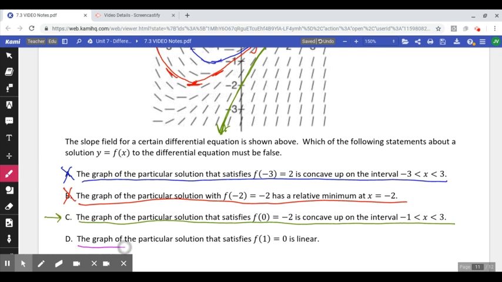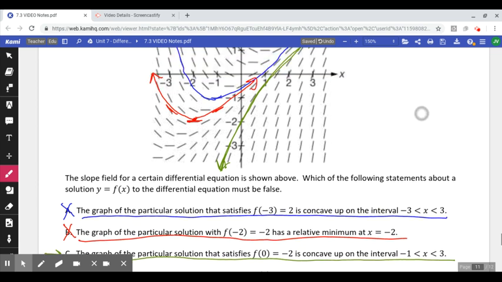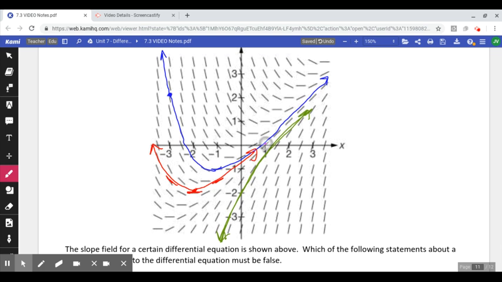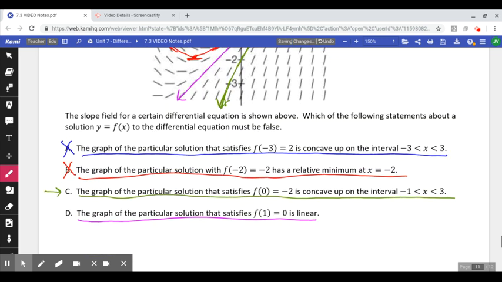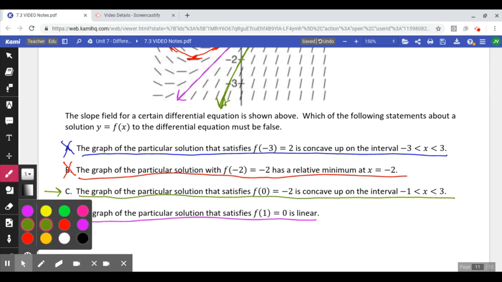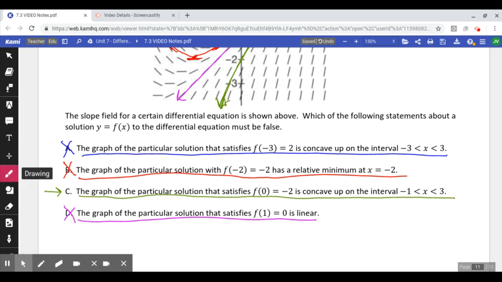Part D says the graph of the particular solution that satisfies f at 1 is equal to 0 is linear. So let's go to 1, 0. Here's 1, 0, and it looks like all of those happen to be a straight line. That's what this is actually saying: the graph of the particular solution is linear at 1 comma 0. So we know this can't be the case. We'll have to go back to green here. The one that we thought was false, which is the answer in this case, is C, and that is the correct response.